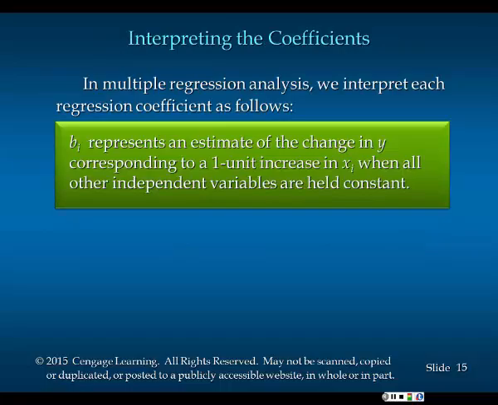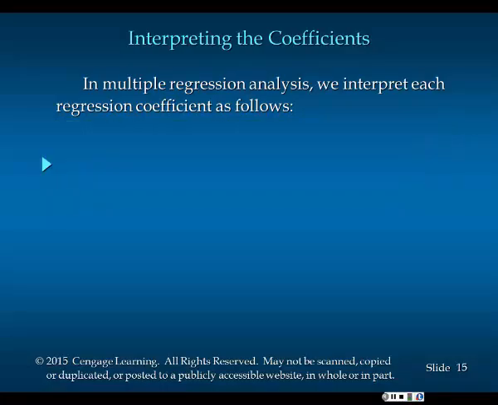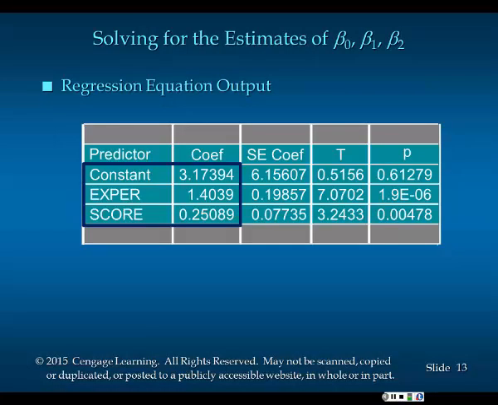All right, so in the multiple regression analysis, we interpret each regression coefficient as follows. Beta i represents an estimate of the change in y corresponding to a 1-unit increase in xi, when all other independent variables are held constant. Now, one of the things I tried to get you to think about is saying that last part first. Holding everything else constant, so we go back here to experience, holding everything else constant, not just holding scores constant, literally everything else constant, stuff we can't see. Assuming that stays the same.